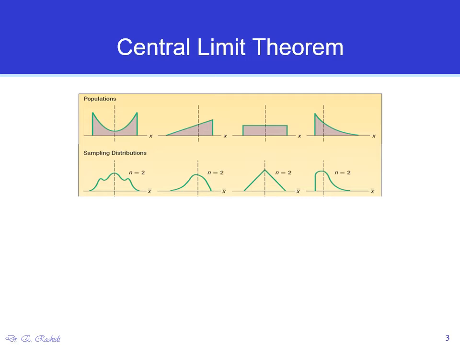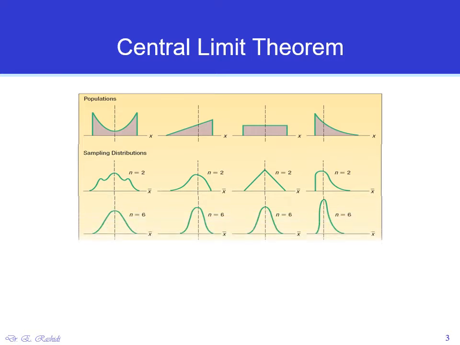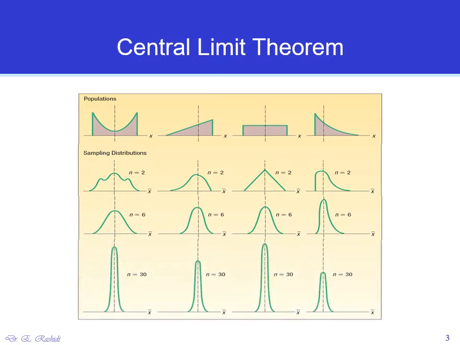Then we increase the size of the sample. For example, we take a larger sample with 6 observations. You see that a dramatic change happens here. The distribution becomes more symmetrical and normal shaped. Then again, we increase the size of the sample to, for example, 30. At 30, as you see here, all of these sample means distributions are symmetrical and bell-shaped, which is approximately the normal distribution.